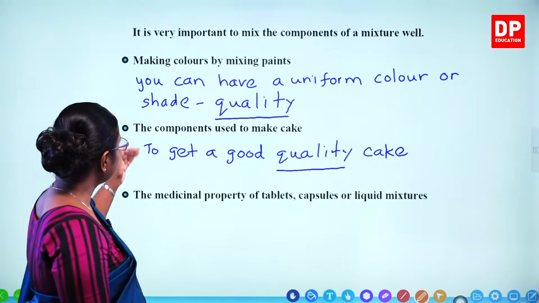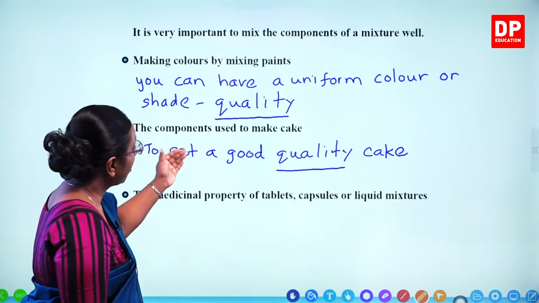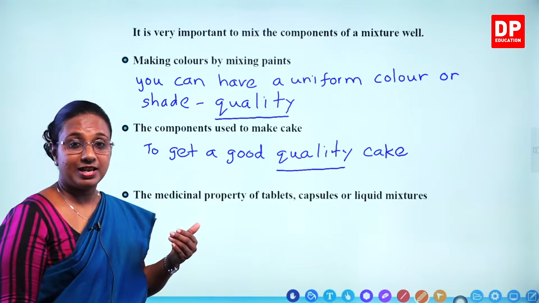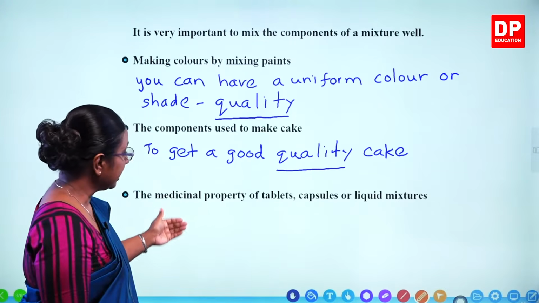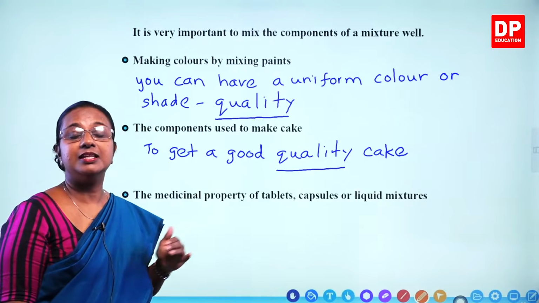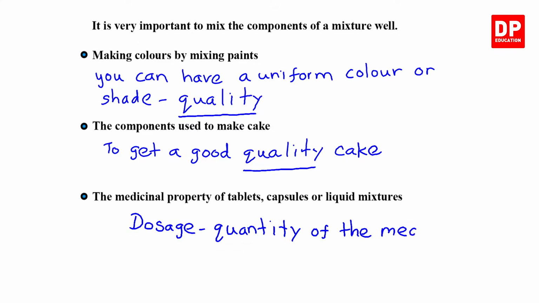So these are some examples where we need to have good quality mixtures, as well as we need to maintain and understand the quantity of components in the mixture. So here we talked about dosage and the quantity of the medicinal component.